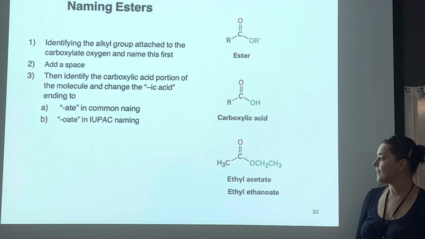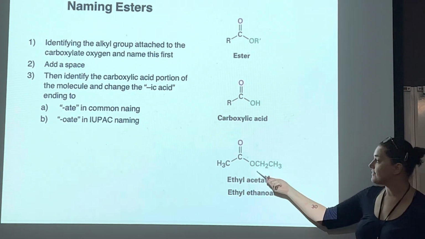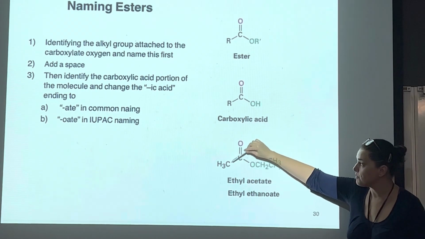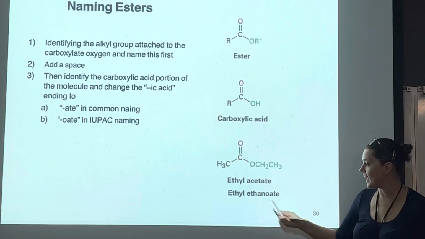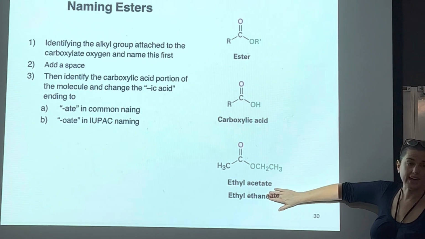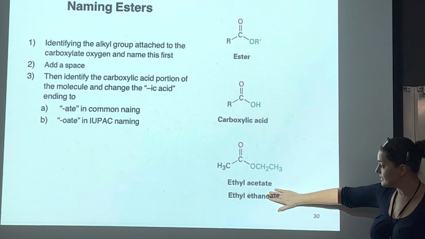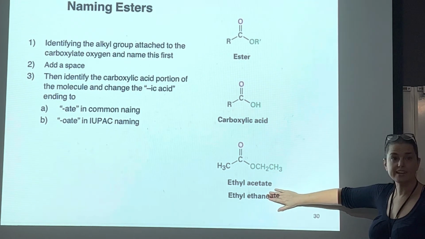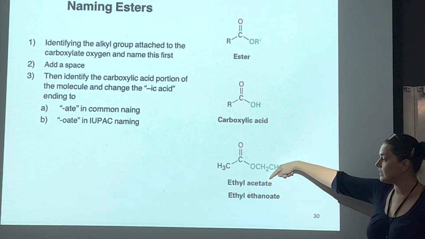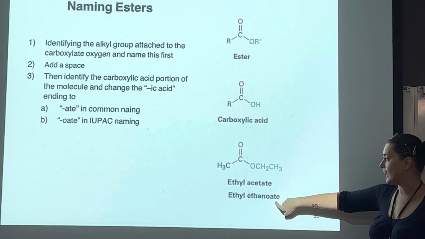So it's ethyl acetate. And for IUPAC, we have ethyl. And then over on this side, we have two carbons. So it should make sense that we have ethan right there. Are you guys okay with that? Okay. And since we haven't learned how to name esters yet, you can see now that in IUPAC, the ending for an ester is going to be -oate. So in common nomenclature, it's -ate. And in IUPAC, it's -oate.